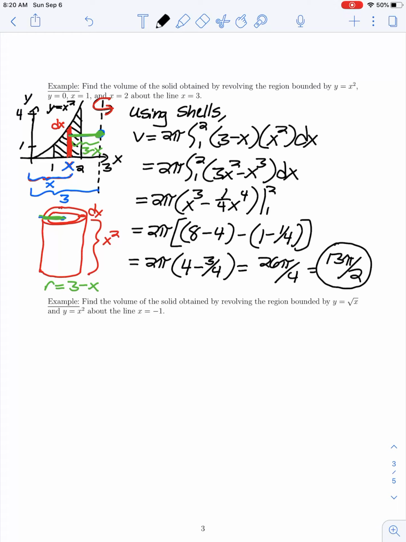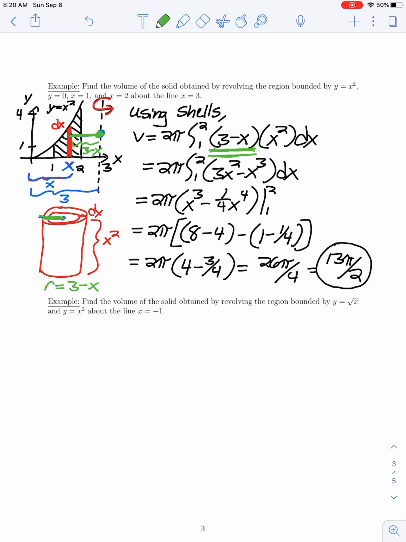Okay. So we see in this example, it's a little bit trickier in the case that our axis of revolution is not just the x or y axis, because in those cases, the radius of our cylinder was either x or y. But if we're revolving about another vertical or horizontal line, our radius for the cylinder might be some function of x. So let's take a look at another one.